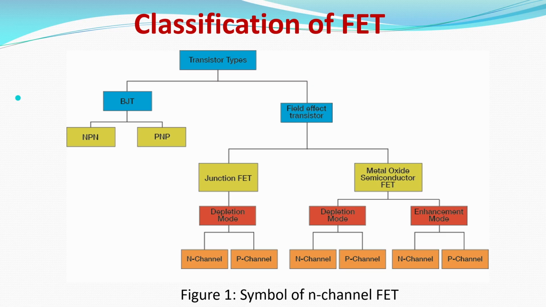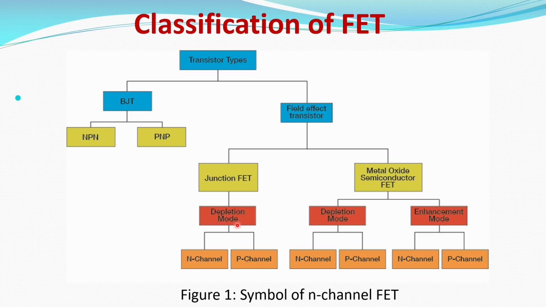So this is the general classification of FET. In general, there are two types of transistor. First one is BJT, bipolar junction transistor, and second one is field effect transistor. In BJT, based on the construction, it is classified into two types, NPN type and PNP type. In field effect transistor, it is classified into junction field effect transistor and metal oxide semiconductor field effect transistor. Under JFET, again it is classified into two types based on the modes.